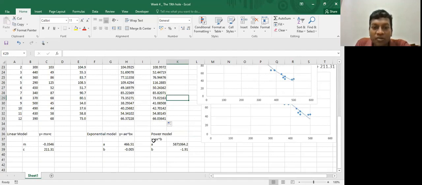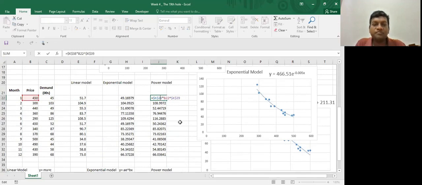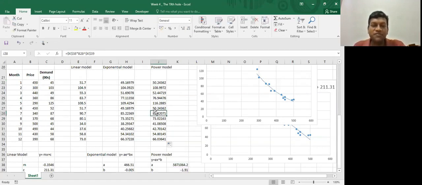So now the power model is y equals a x raised to b. We have the coefficients. A is equal to this value, which I picked up from the equation. B again I picked up from the equation, and then I'm using that formula, y is equal to a, which is locked, into x. X is the price, raised to that caret symbol, and then b. Then once I lock the required cells and drag the formula down, I get these values.